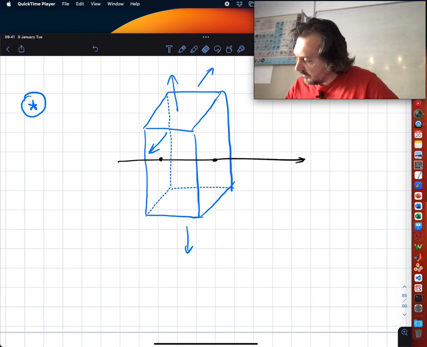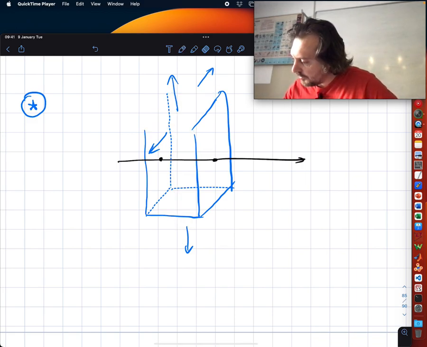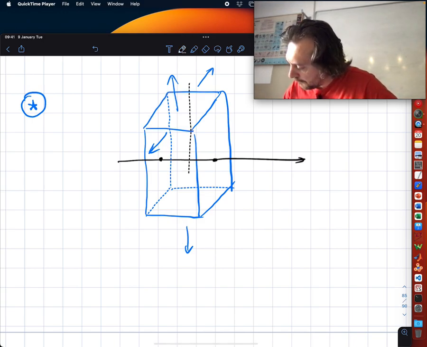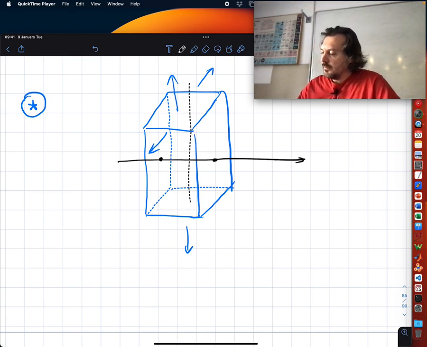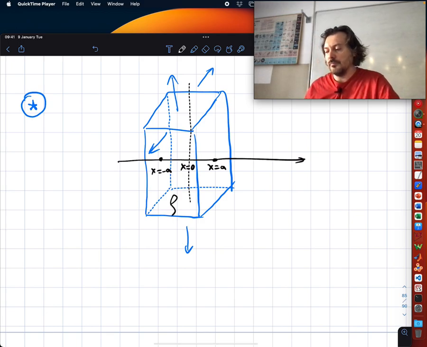Let me also change this one. Yes. So this is x equals 0, this is x equals a, this is x equals minus a, and I have a charge density of rho.